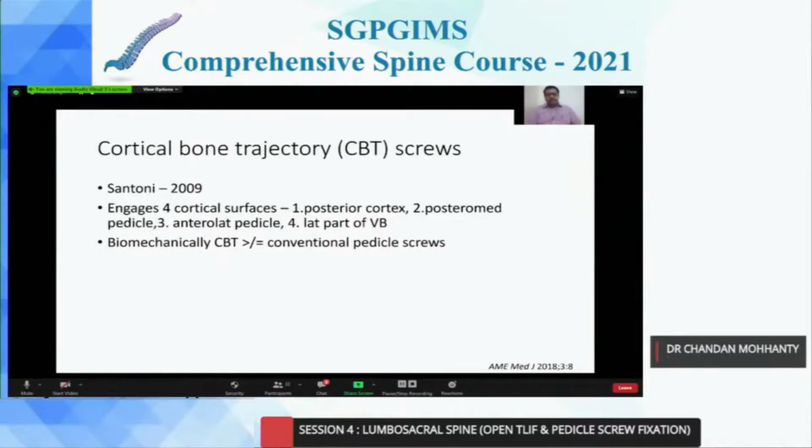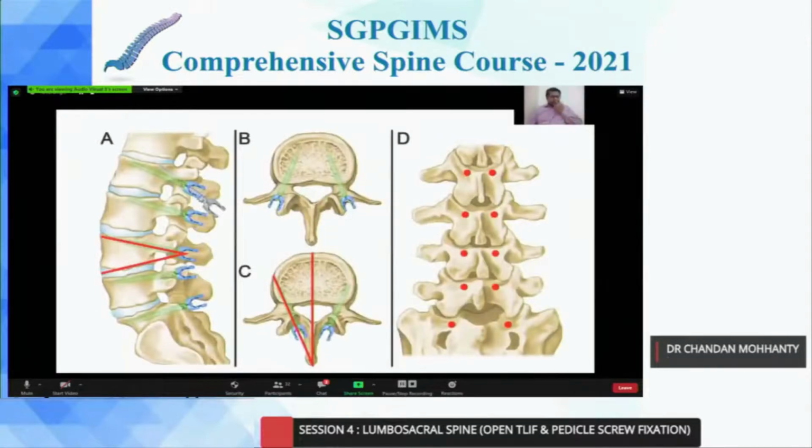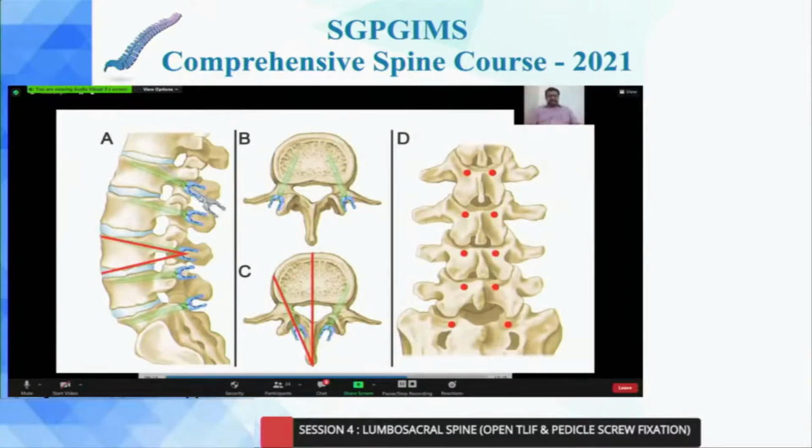Another method of lumbar spine instrumentation, which has recently gained some popularity, is the cortical bone trajectories, described first by Santoni in 2009. The main advantage of this method is that it engages four cortical surfaces, and biomechanically it has been shown to be either equal or better than conventional pedicle screws. So I think of cortical bone trajectory screws as the lateral mass screws in the cervical spine, where the screws are directed superior and lateral.